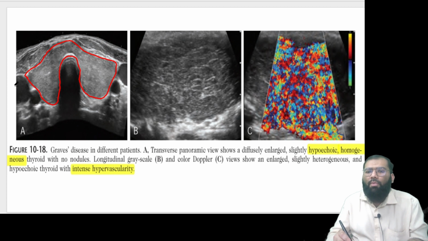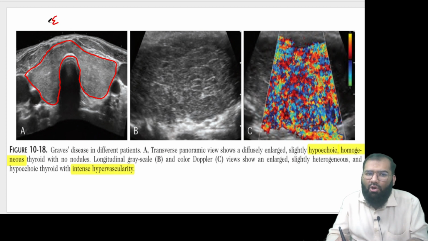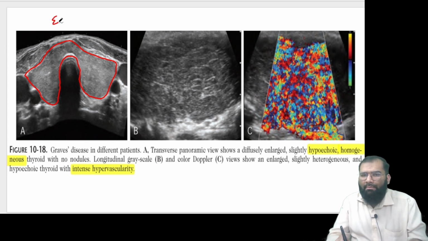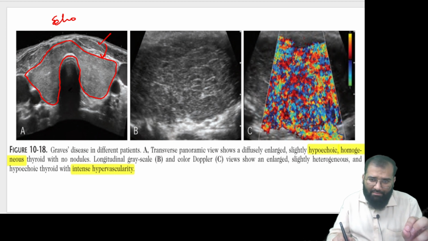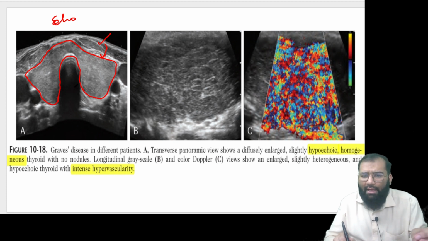What is the first important thing? The echogenicity. What is normal echogenicity of thyroid? Normally thyroid is hyperechoic. Here you compare it with muscle, it has almost become slightly hyperechoic to the muscle. So iso to slightly hyperechoic, that of muscle. Okay, and this is altered texture. Okay, the texture is altered.